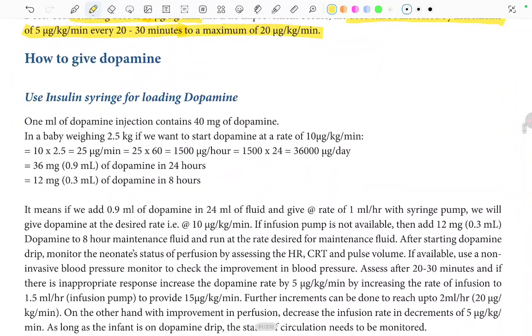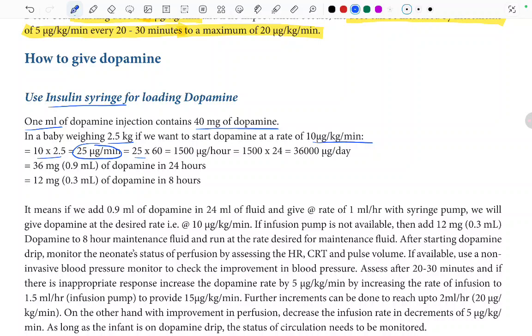Now, how to give dopamine. Use an insulin syringe for loading dopamine. 1 ml of the dopamine injection contains 40 mg of dopamine. If the baby is weighing 2.5 kg and we want to start dopamine at the rate of 10 microgram per kg, this is 10 into 2.5, which gives us 25 microgram per minute that needs to be started.